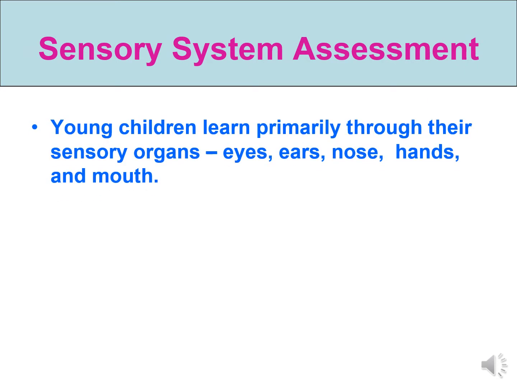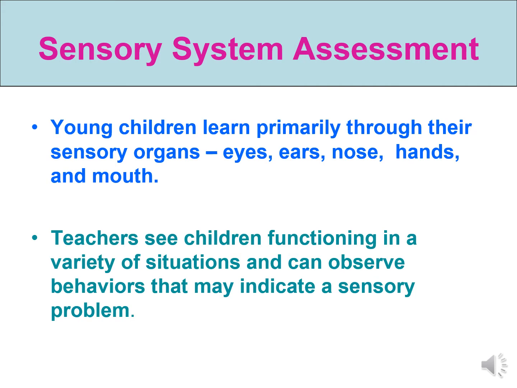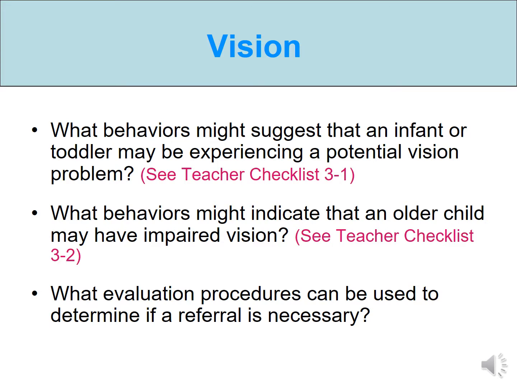Most of what young children learn is through their senses, especially in their early years. They use their sensory organs to understand the world around them. Their sensory organs would be their eyes, ears, nose, hands, and mouth. Teachers are with kids all day long, and they see them functioning in a variety of different contexts and can observe behaviors that may indicate a sensory problem. One common type of sensory problem is vision.